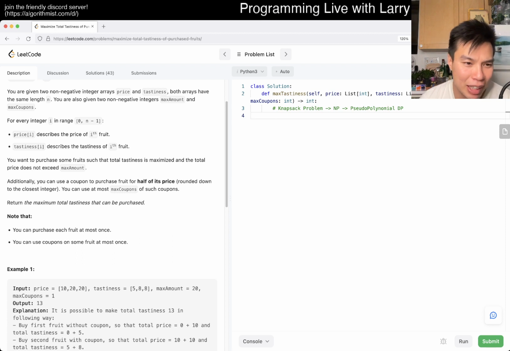Let me finish reading. Additionally, you can use a coupon to purchase a fruit for half its price, rounded down, and you can use at most max coupons. So there's a variable that's max coupons. Return the maximum total tastiness that can be purchased. So max coupons does make it interesting.